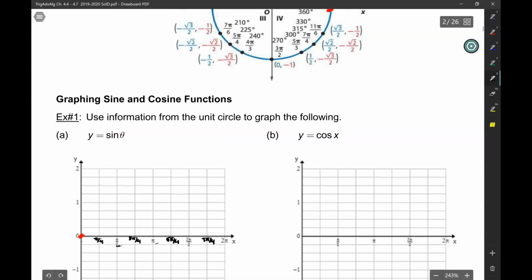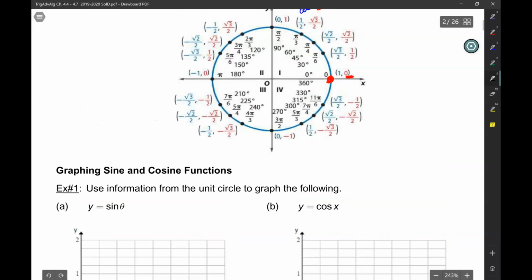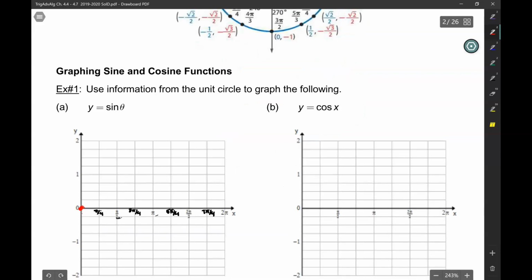At pi over 4, how much is sine? Root 2 over 2. How much is root 2 over 2 in decimals on your calculator? 0.7071. So when the angle is pi over 4, sine is 0.7. So this is 0.5, this is 0.75, so we're somewhere there.